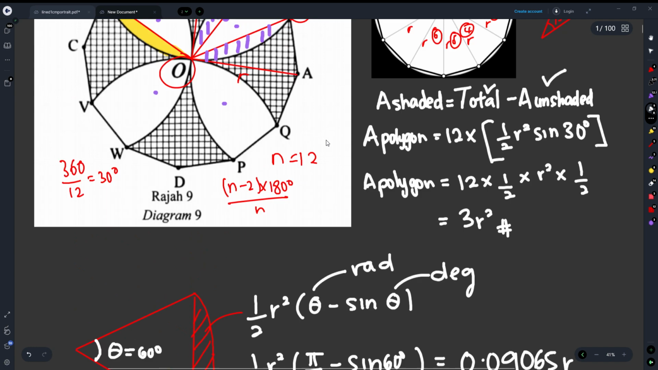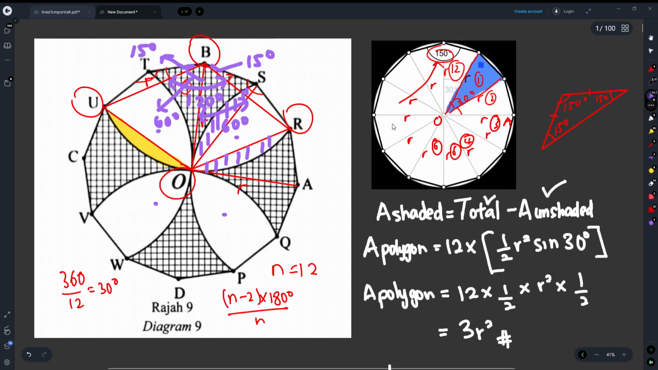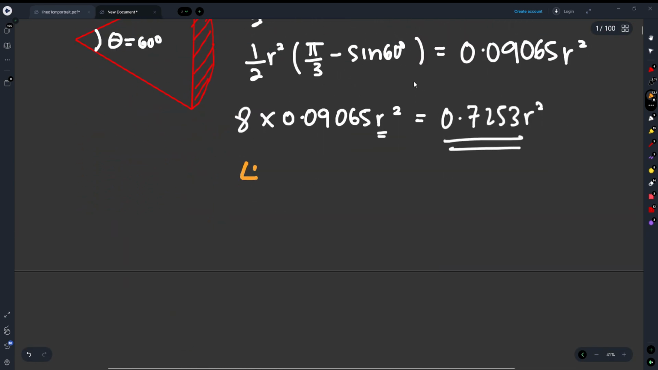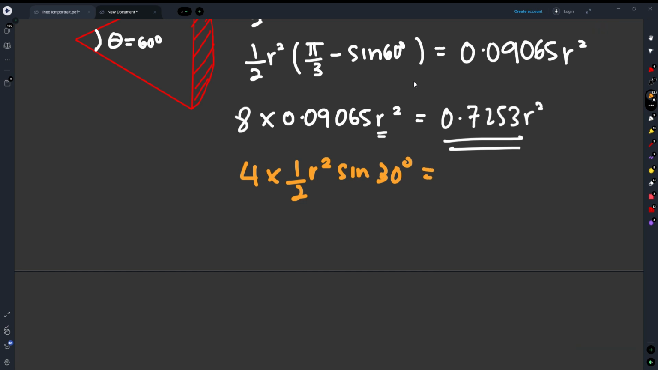Now what remains is to find the area of the triangle in the middle, which I'm going to highlight in orange color. It is the same as what we did here, but we no longer need to do it 12 times. You only need to do 1, 2, 3, 4, because for every shape here there is only one triangle. So we just take 4 of this: 4 multiplied by 1 over 2 r square sine 30 degrees. That in turn gives just r square, because when you multiply 4 with 1 over 2, you get 2, and 2 multiplied by sine 30 is 1, so it's just r square.